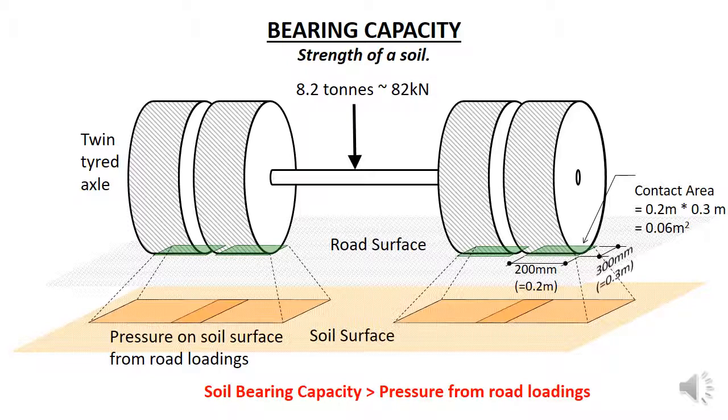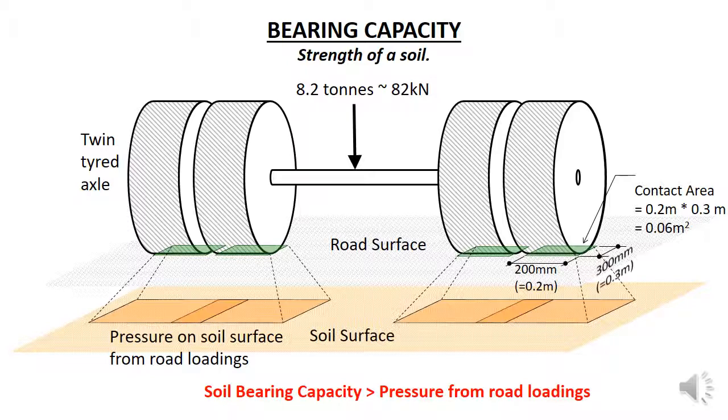The strength of a soil is usually referred to as its bearing capacity. The bearing capacity is the pressure that a soil can carry without failing or deforming excessively. Pressure is force applied over an area and is measured in kilopascals. 1 kilopascal is the pressure that a 1 kilonewton load applies over a 1 square meter area.